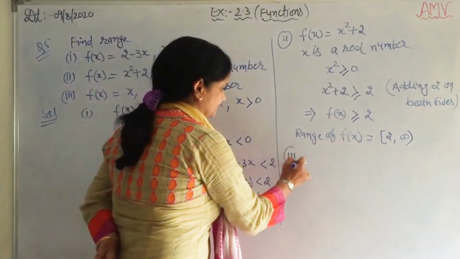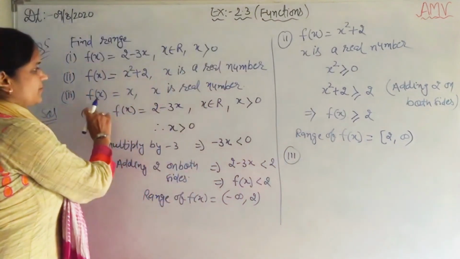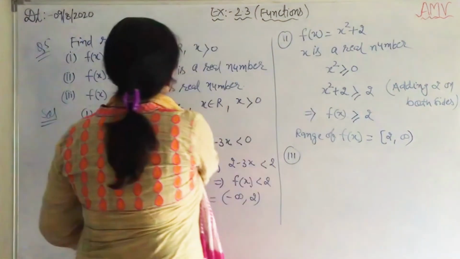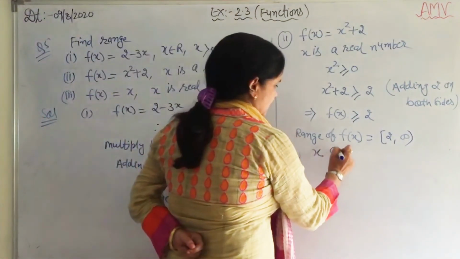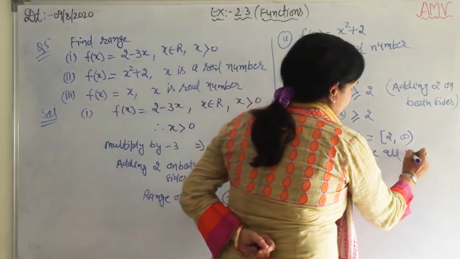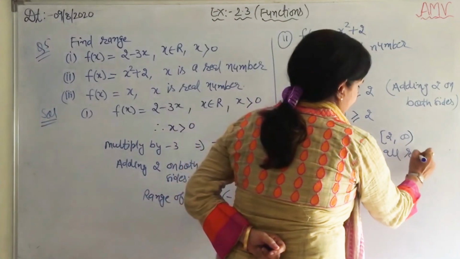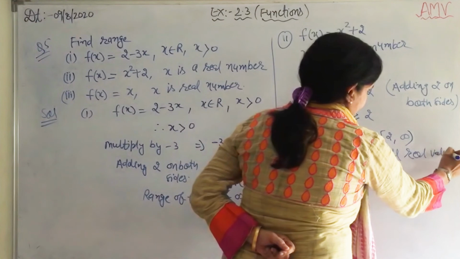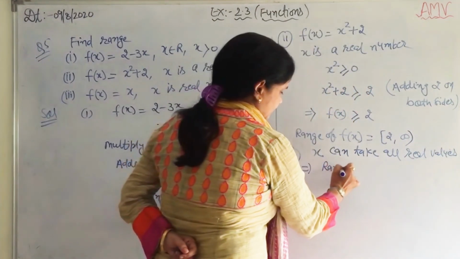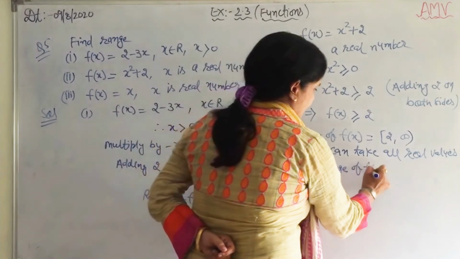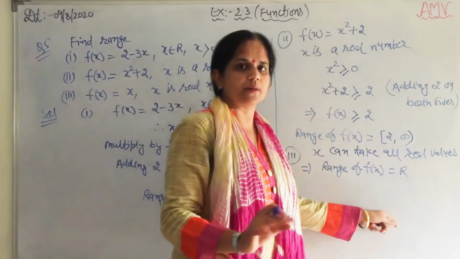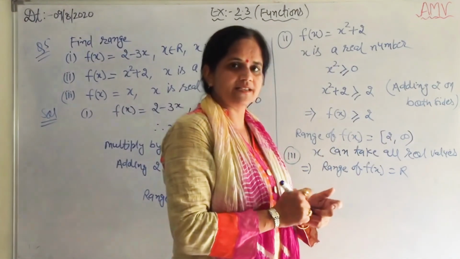Third part is f(x) is equal to x. x is a real number. Here x can take all real values. So, range of f(x) is equal to R, all real numbers. This exercise ends here.